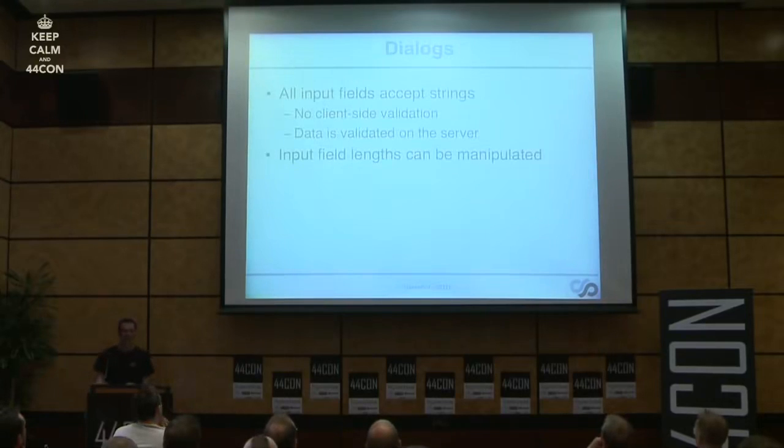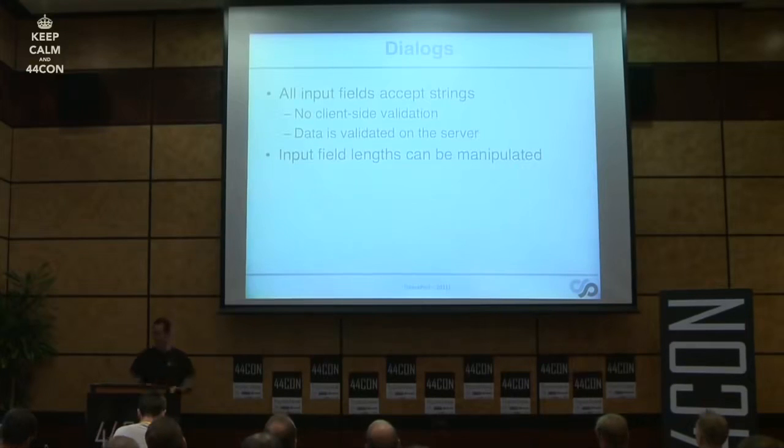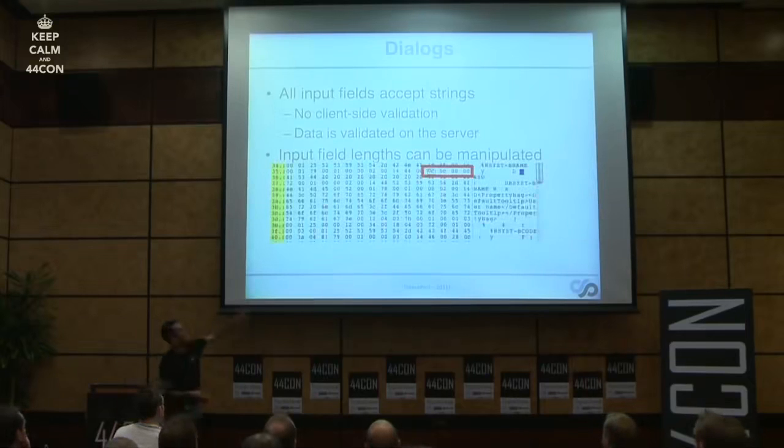If we look at dialogues, all input fields accept strings. It might be a numeric input field, but it's possible to put a string in over there. It's not validated on the client side. It gets sent through to the back end and it's validated on the server. SAP will come back and say, sorry, we're expecting a number, or that's an invalid date, or stuff like that. But the interesting part about it is that the lengths of these strings can actually be manipulated, and they're defined by those 3 bytes before the type declaration.